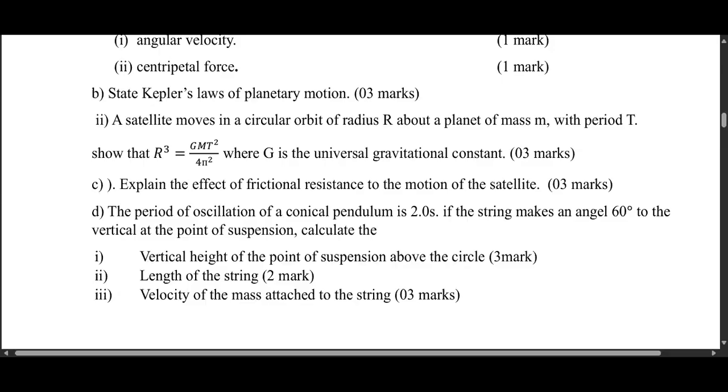And by doing work against friction, what happens? There will be a reduction in the total energy possessed by this satellite. And when there is a reduction in total energy, the satellite will go into a lower orbit. And by going into a lower orbit, the kinetic energy of this body is going to increase. The satellite is going to start moving at a very high velocity, and this is going to lead to an increase in the temperature of the satellite.